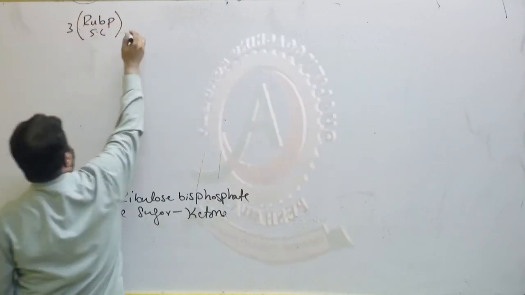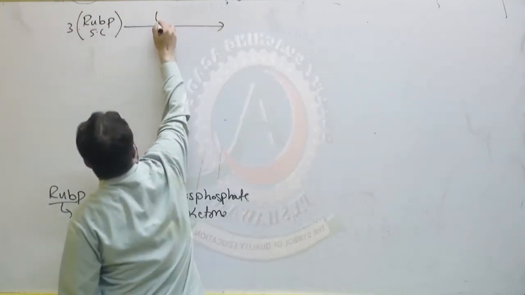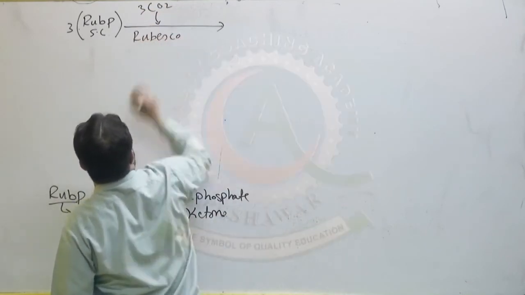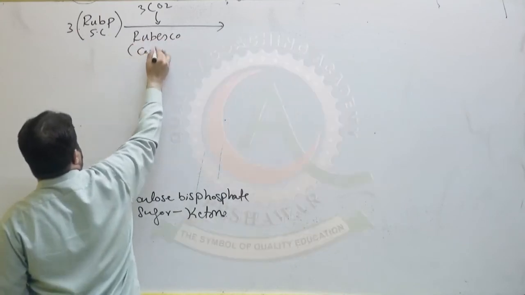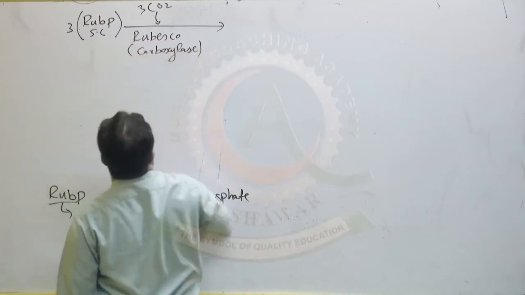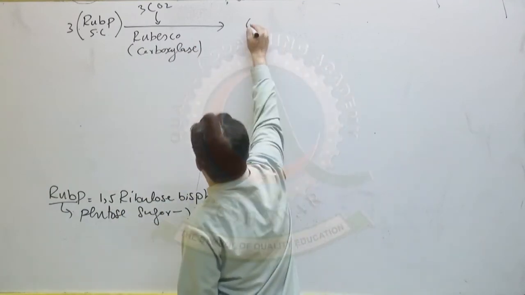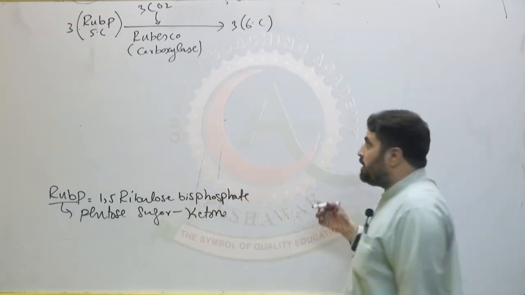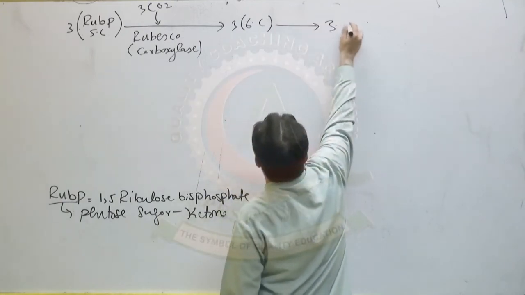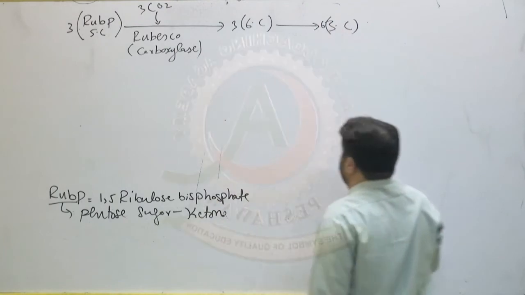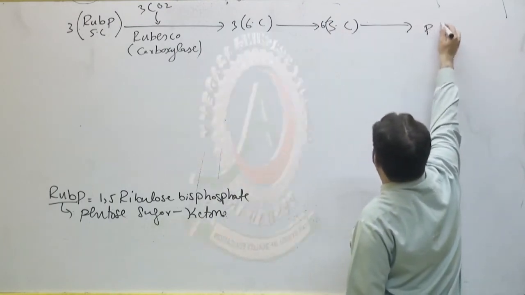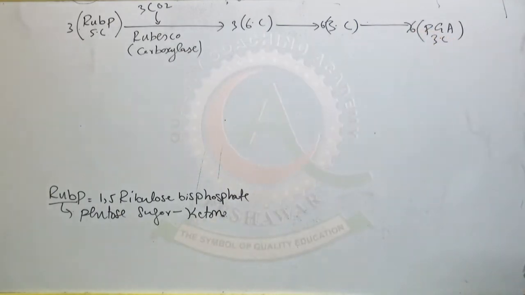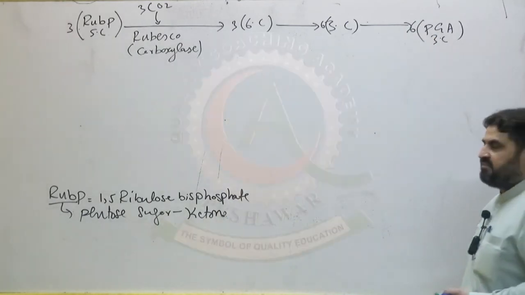There are 3 molecules present, and they receive a carbon dioxide molecule in the presence of an enzyme called Rubisco. Here the Rubisco enzyme acts as a carboxylase. They will form a 6 carbon compound, 3 molecules are formed, and that's unstable, so it has no name. Then this 6 carbon compound breaks down into 3 carbon compounds, 6 molecules are formed. These molecules are called PGA, phosphoglyceric acid, the first stable compound of the dark cycle.